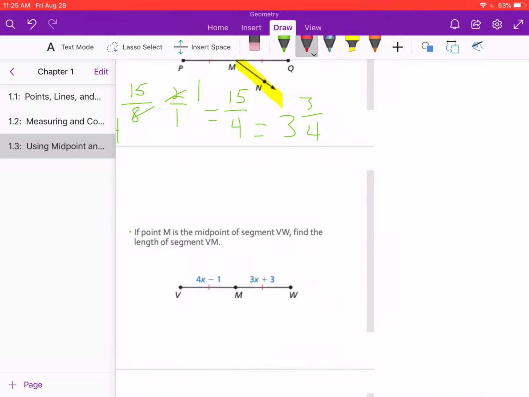So let's find the midpoint of AB, where A is (-4, 8) and B is (2, 10). To find the x value, we take -4 plus 2 divided by 2. -4 plus 2 is -2, divided by 2, which gives us -1. For y, we're going to take 8 plus 10 divided by 2, which is 18 divided by 2, which is 9. So the midpoint is (-1, 9). Make sure you write it as a point.